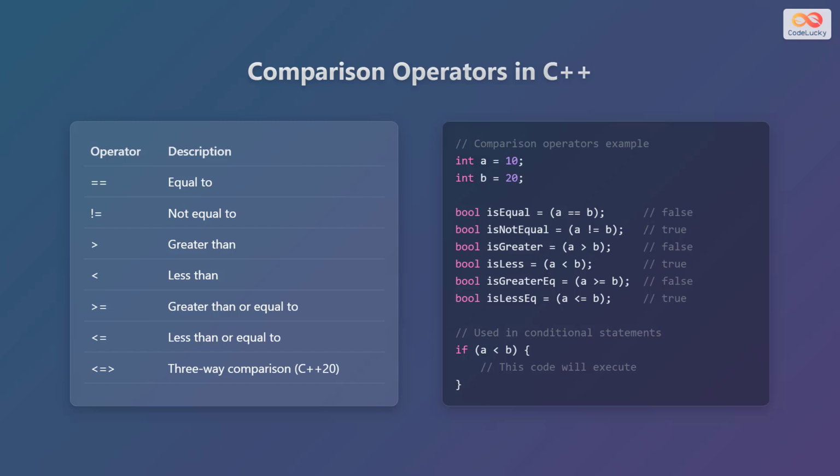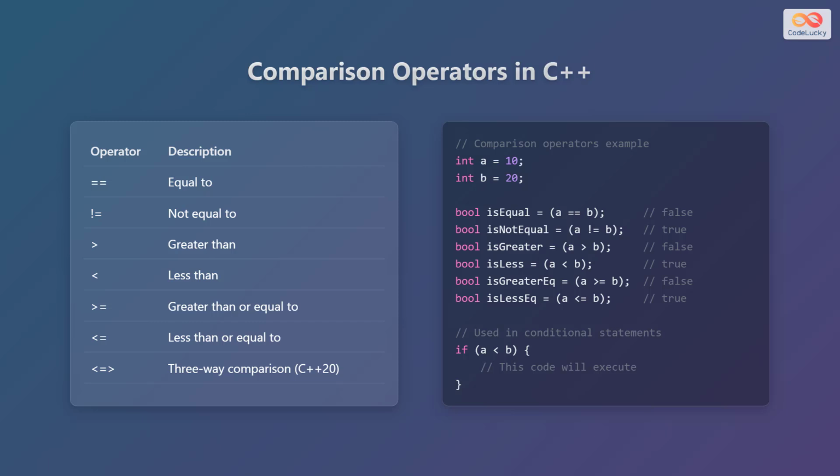Now let's delve into comparison operators in C++. These operators are used to compare values and determine relationships between them. They return a Boolean value which is either true or false, based on the comparison. Here are the main comparison operators.